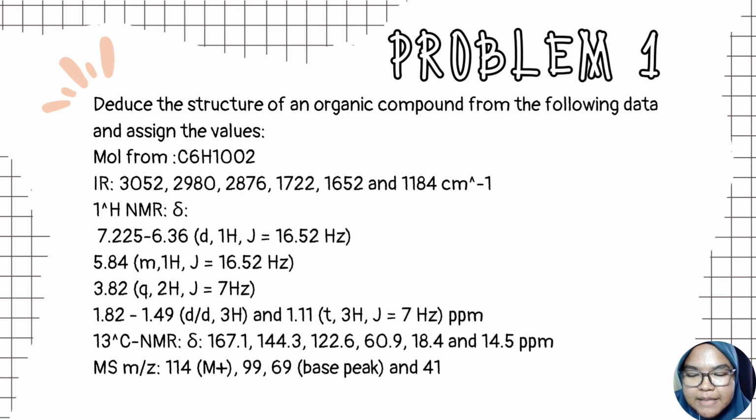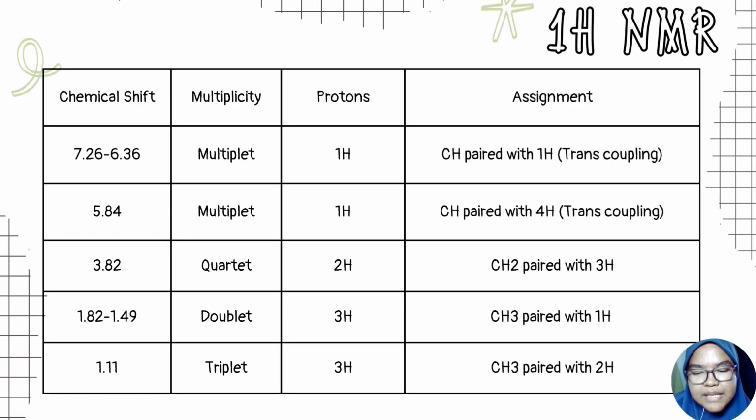The problem has given the molecular formula, the proton NMR values, IR spectrum values, carbon-13 NMR values, and mass spectrum values. I will explain about proton NMR. Based on the slide, my group separated the information given based on chemical shift, multiplicity, protons, and assignment.